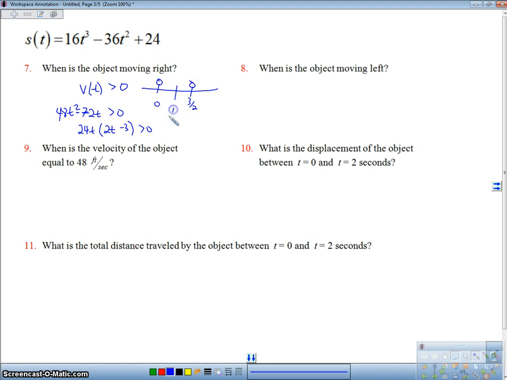Let's go ahead and test 1 here. We're going to test 1 in here, and that's going to tell us that all of these values are going to be negative, and these values are going to be positive and positive. And yes, we have to test the values because this is a quadratic inequality, so we've got to test.